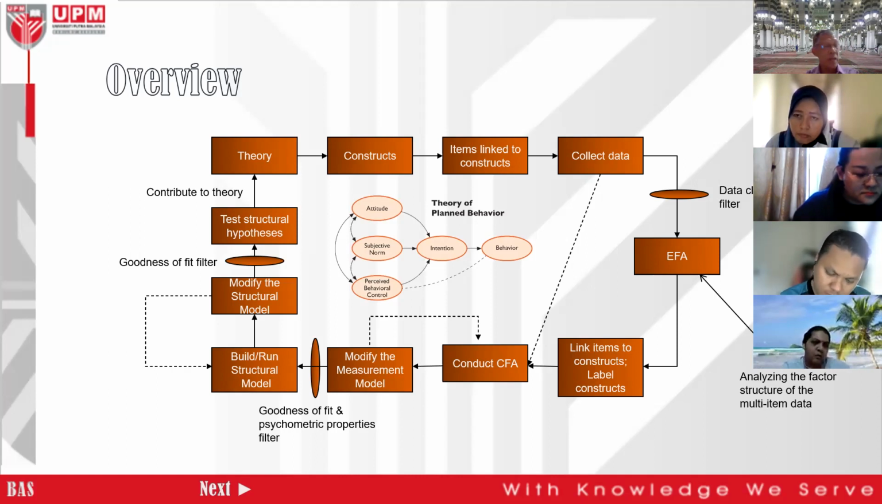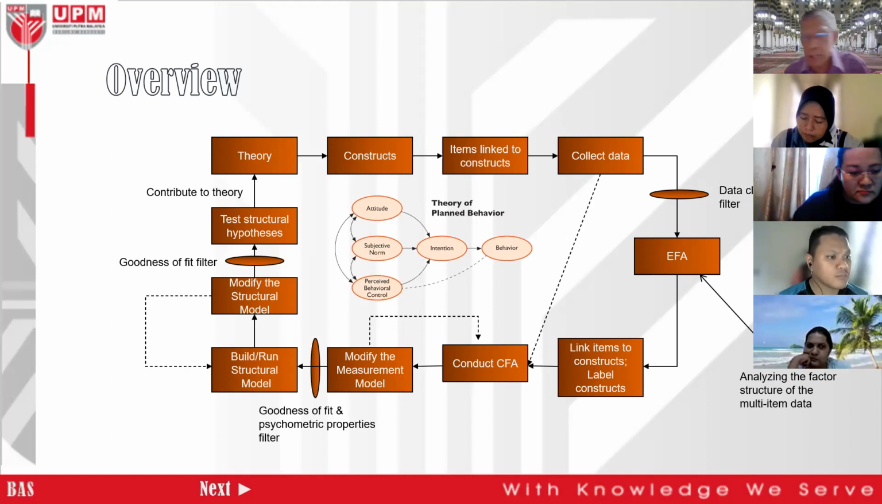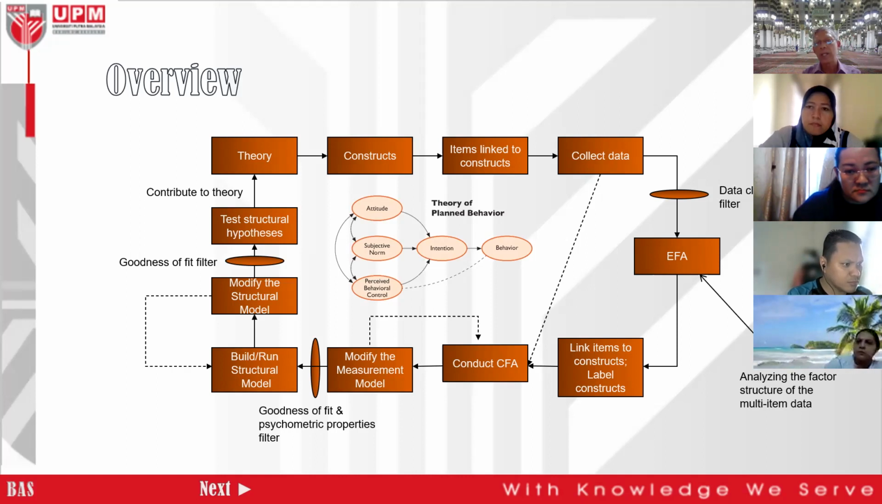And then to make sure that it meets convergent validity, we run CFA in Amos and test for convergent validity. What do we mean by convergent validity? This set of items that we developed to measure that construct, they really commonly measure that construct. Together they measure that construct. That is what we call convergent validity.